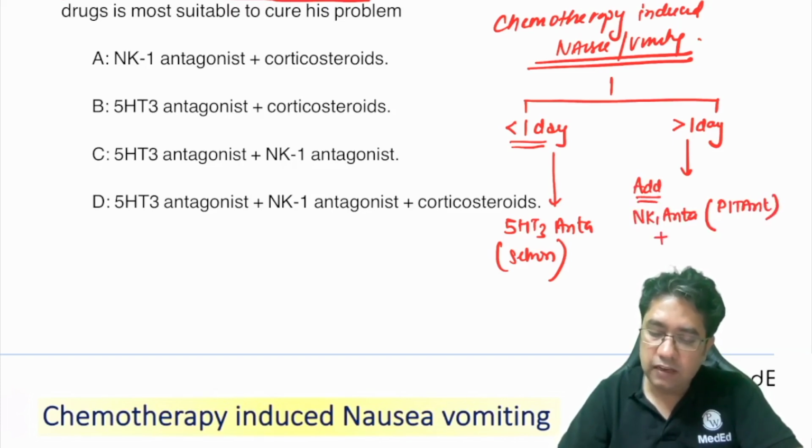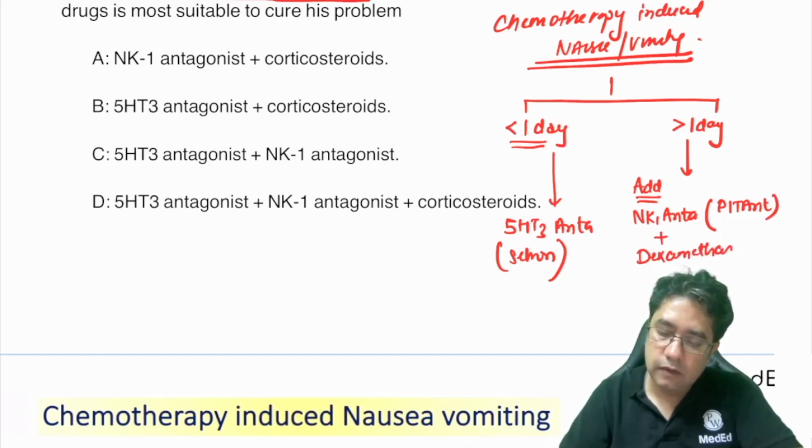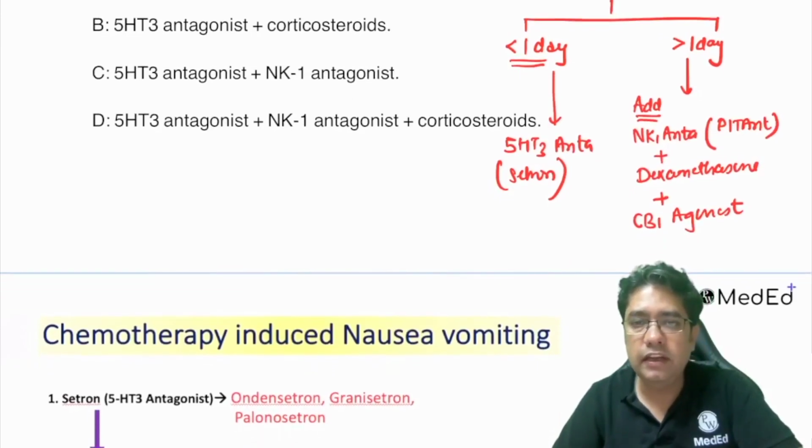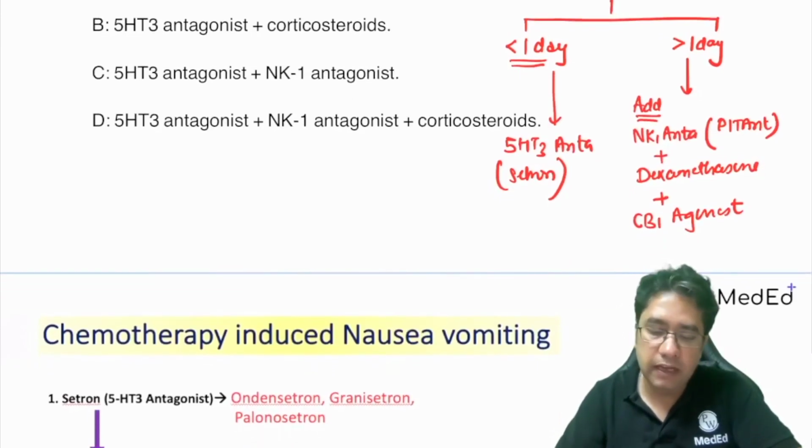We also add corticosteroid like dexamethasone. And in still resistant cases, we add cannabinoid CB1 agonist like dronabinol, nabilone. This is how we treat chemotherapy-induced nausea and vomiting. So overall, drug of choice is cetron.